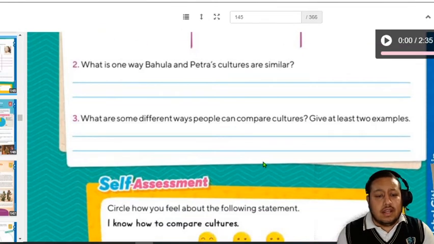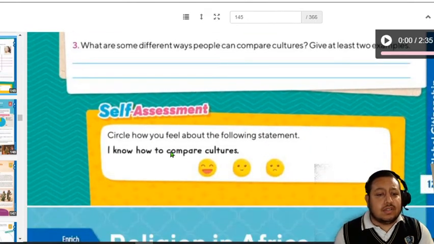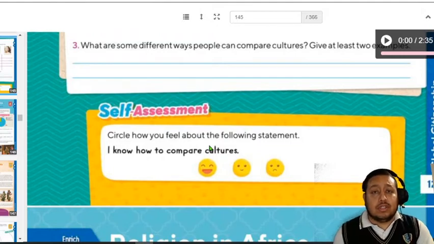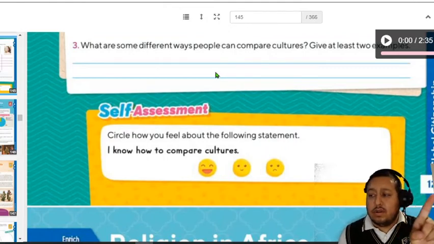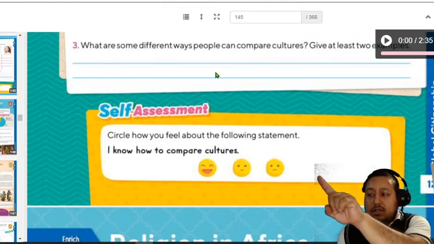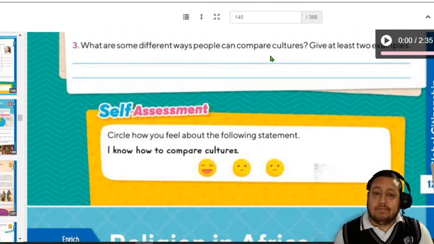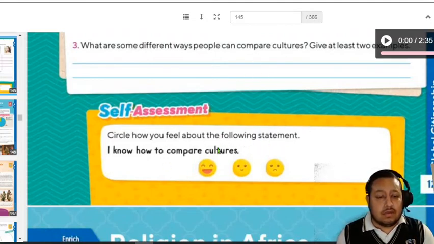So do this, right? And what about this? Circle how you feel about the following statement. I know how to compare cultures. Ya sabes comparar una culturas, right? ¿Cómo compararías las culturas? Es como te explicaba en la pregunta número 3. So, yes, please try to answer these questions, right?